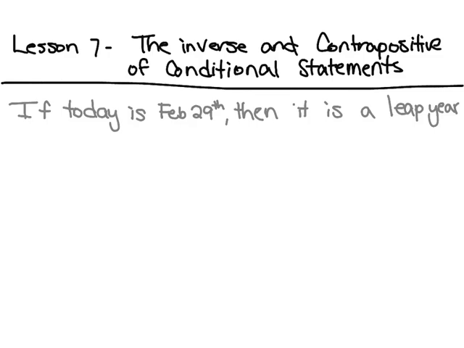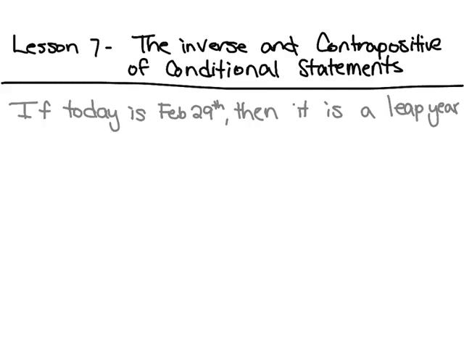Lesson 7, the inverse and contrapositive of conditional statements. An inverse negates both the hypothesis and the conclusion of a statement. So, for instance, if you had a statement, if a number is even, then it's divisible by 2, the inverse would be, if a number is not even, then it is not divisible by 2.